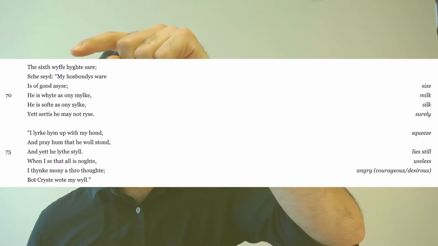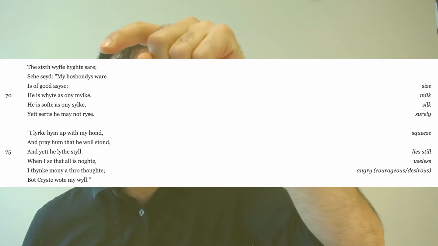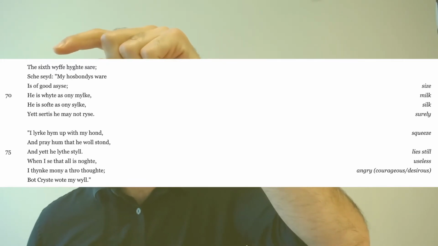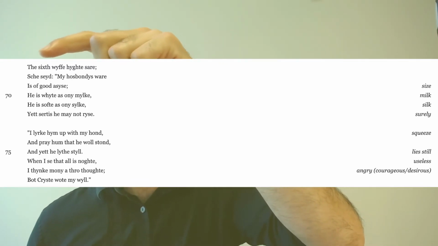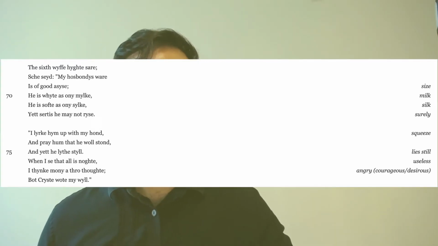The sixth wife, Hichta Sara, she said, "Me husband is wara, is of good asses. He is wheat as any milka, he is soft as any silka, yet certis he may not risa."